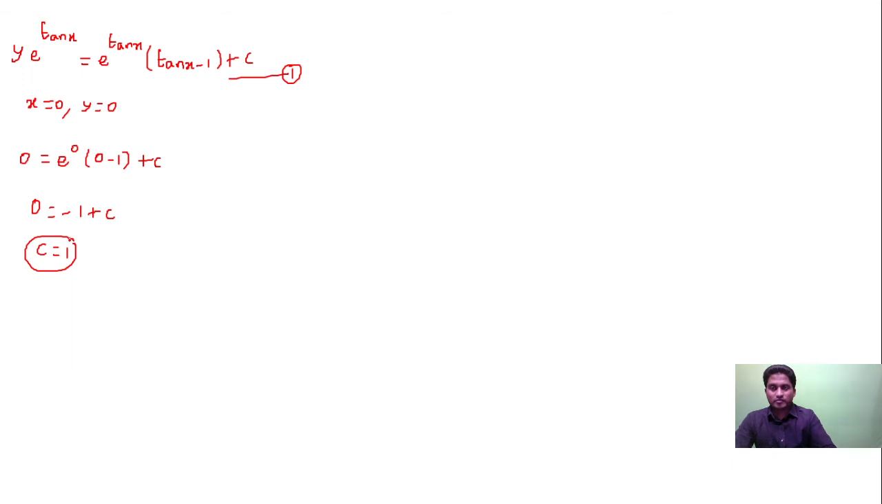Substitute the value of C in equation 1. You will get y into e to the power of tan x is equal to e to the power of tan x into (tan x minus 1) plus C, that is plus 1.